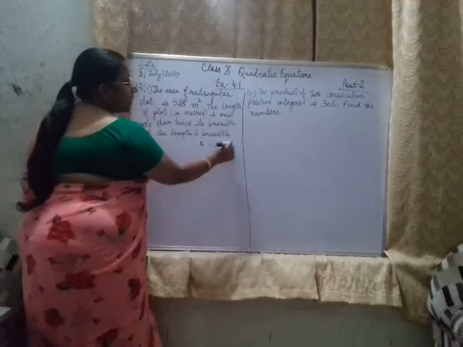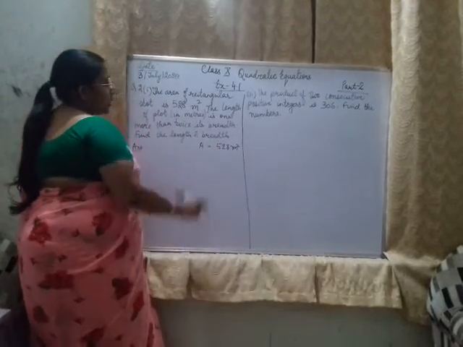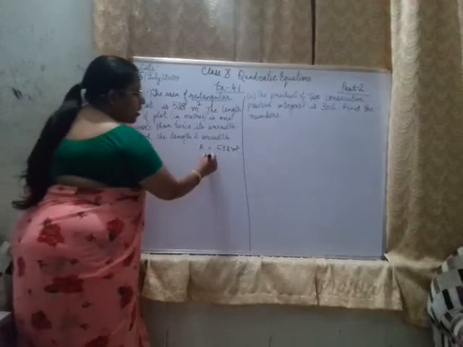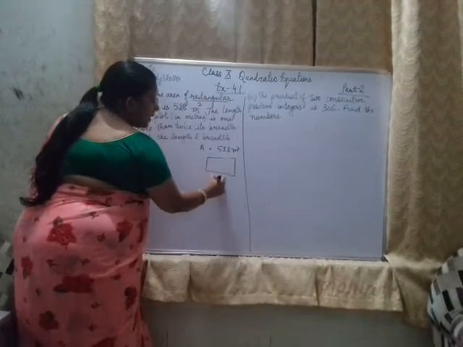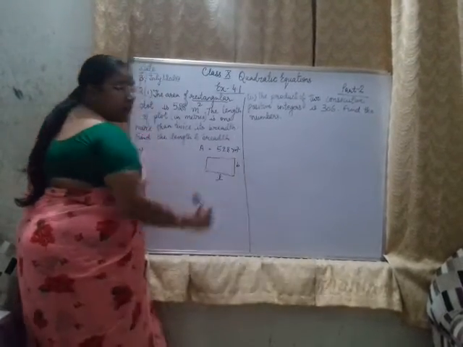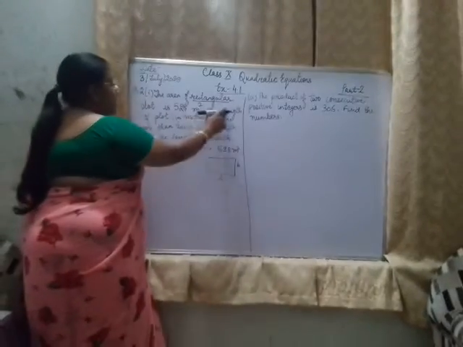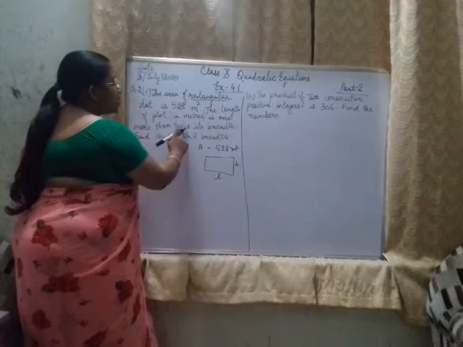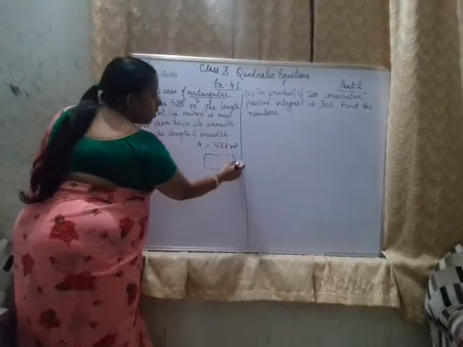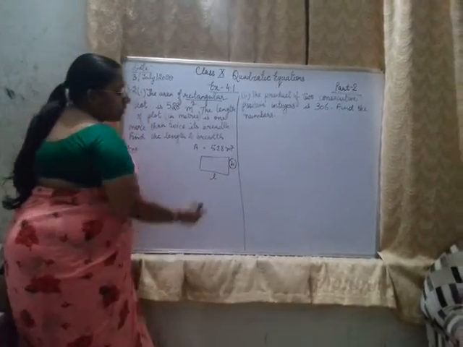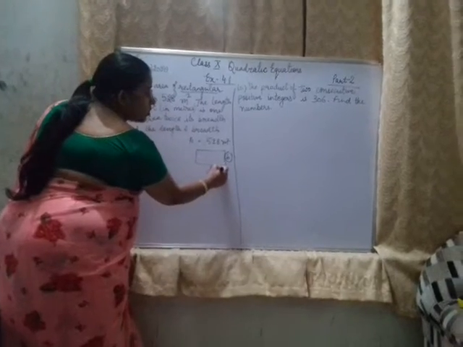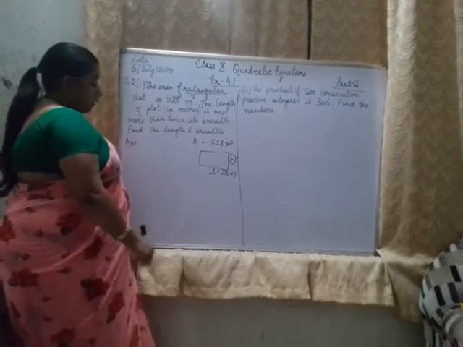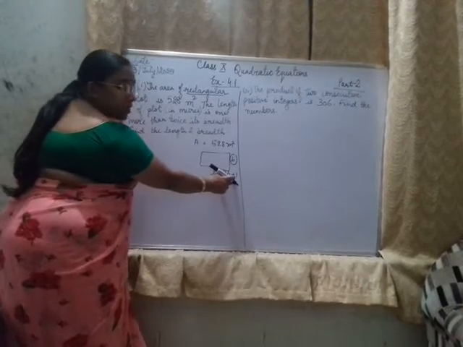So the area is given as 528 meters square of a rectangular plot. What kind of plot is it? It is a rectangular plot, so it will have a length and a breadth. Now the length of the plot in meters is 1 more than twice its breadth. So if this is the breadth, then length is twice the breadth and 1 more also. So the length is 2b plus 1.